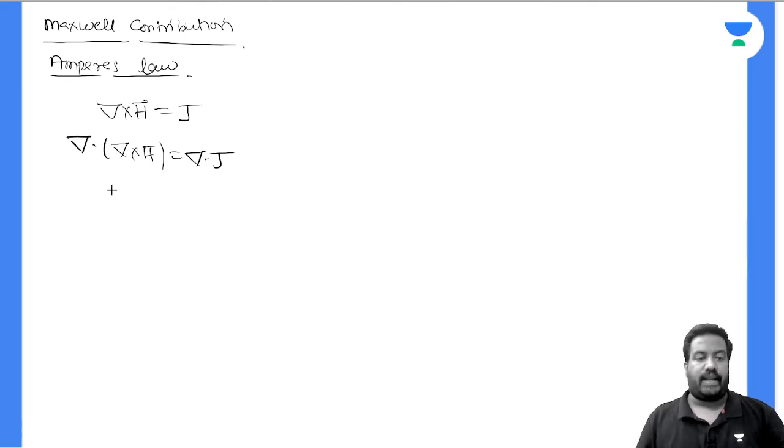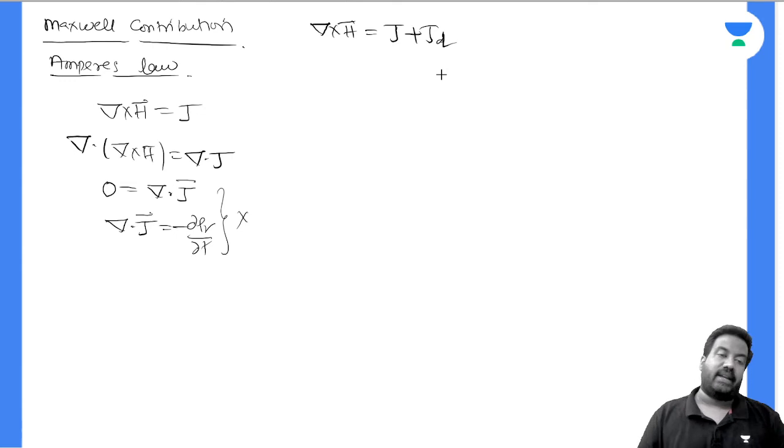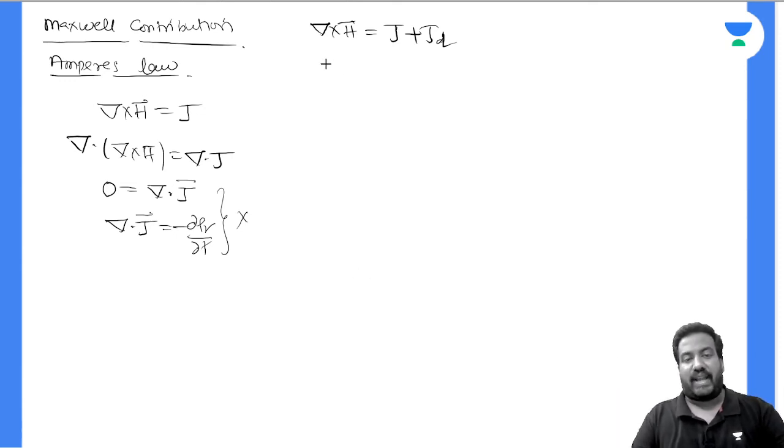According to the vector identity, the divergence of curl of any vector is 0. So you will get a 0 there. Del dot J is 0. But from the continuity equation, del dot J is minus dou rho v by dou t. This is the ambiguity. In order to overcome this, Maxwell slightly modified this equation. He added a term called displacement current density, a current that can fly in air.